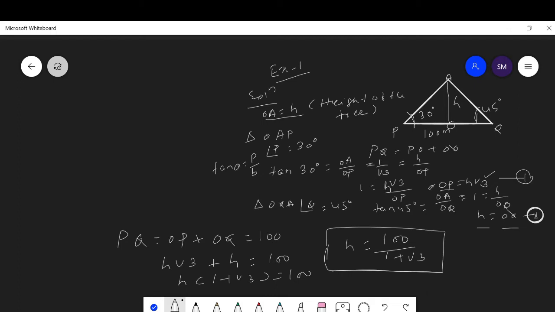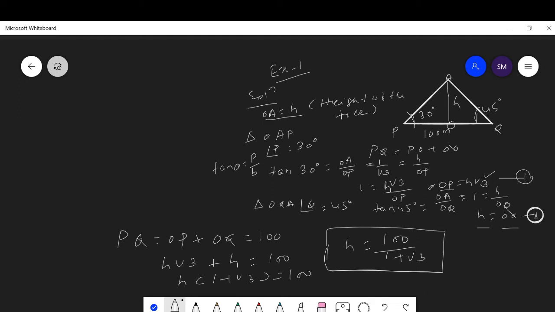Then again consider the triangle OAQ. Here, as you know, taking the tangent of 45 degrees, tan 45 degrees is equal to 1. Tan theta is equal to perpendicular upon base. Here the perpendicular is OA upon OQ. OA is H. H upon OQ is equal to tan 45 degrees. As we know, tan 45 degrees is equal to 1. Hence we get that H is equal to OQ. OA is equal to OQ.